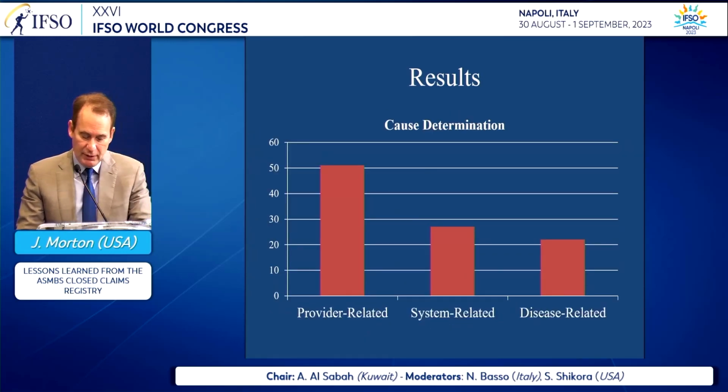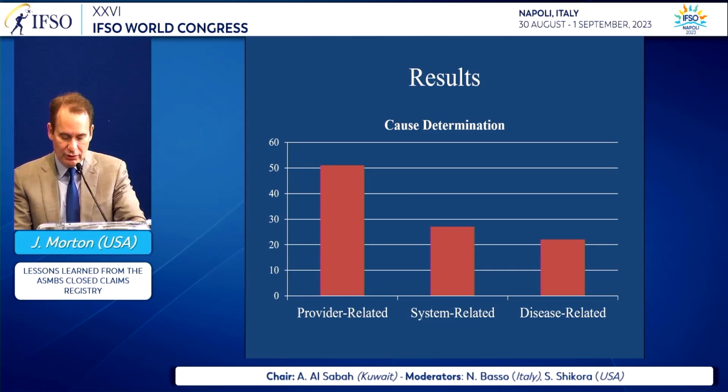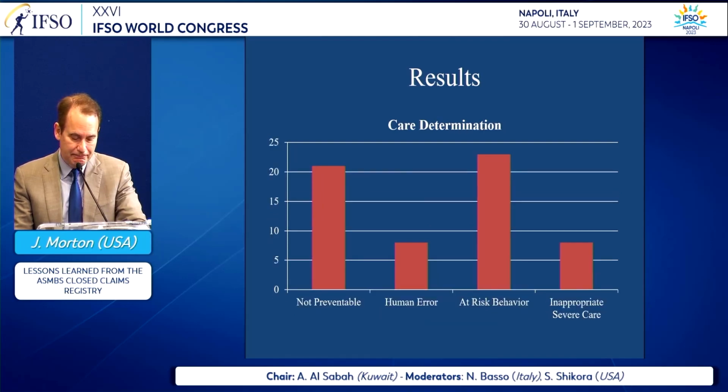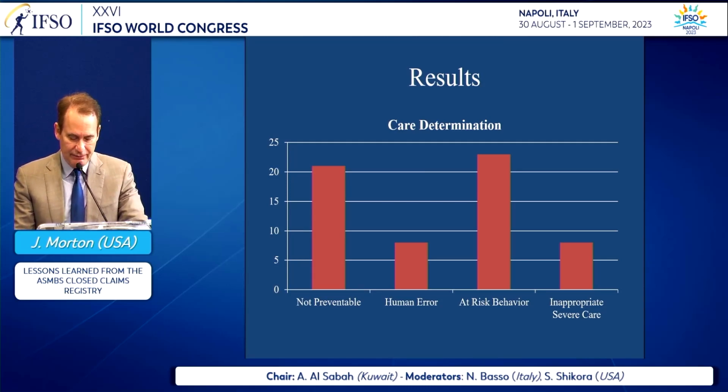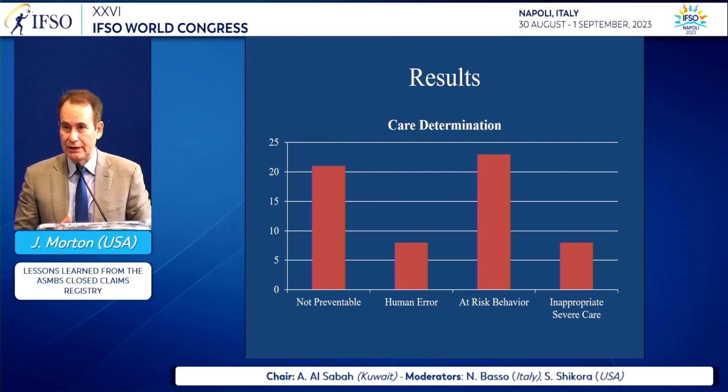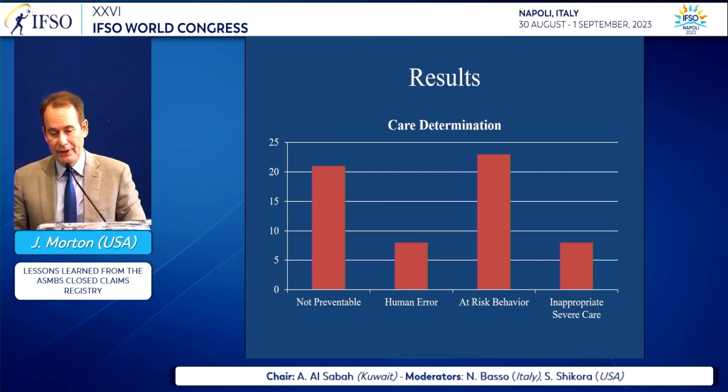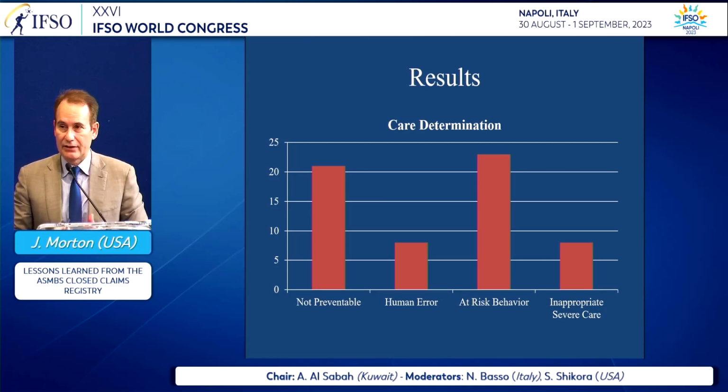When we looked at the cause determination, it was not insubstantial, those related to either system or disease. That was roughly about a third, but the majority were provider related. And if we look at some of the issues that came up here, most of them were either human error or not preventable, but we did find some at-risk behavior and inappropriate severe care, and those were essentially dereliction of duty, where there was no coverage for patients, or there were procedures that were being done that had no antecedent. These were procedures that none of the reviewing faculty were aware of, things like massive small bowel resections for weight loss. That literally was a few of these cases.